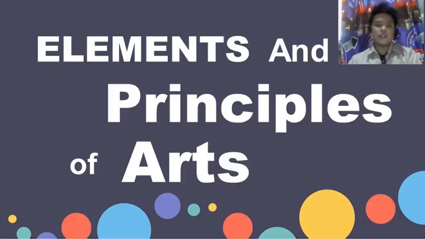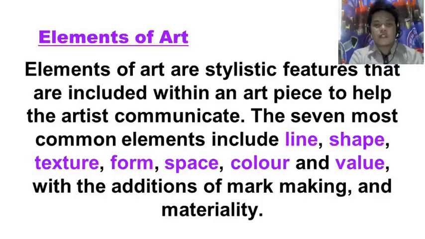When we say elements of art, these are the stylistic features that are included within an art piece to help the artist communicate. Okay, the seven most common elements that we are going to discuss today are the line, shape, texture, form, space, color, and value. Now, together with that, we have the additions of mark making and materiality.